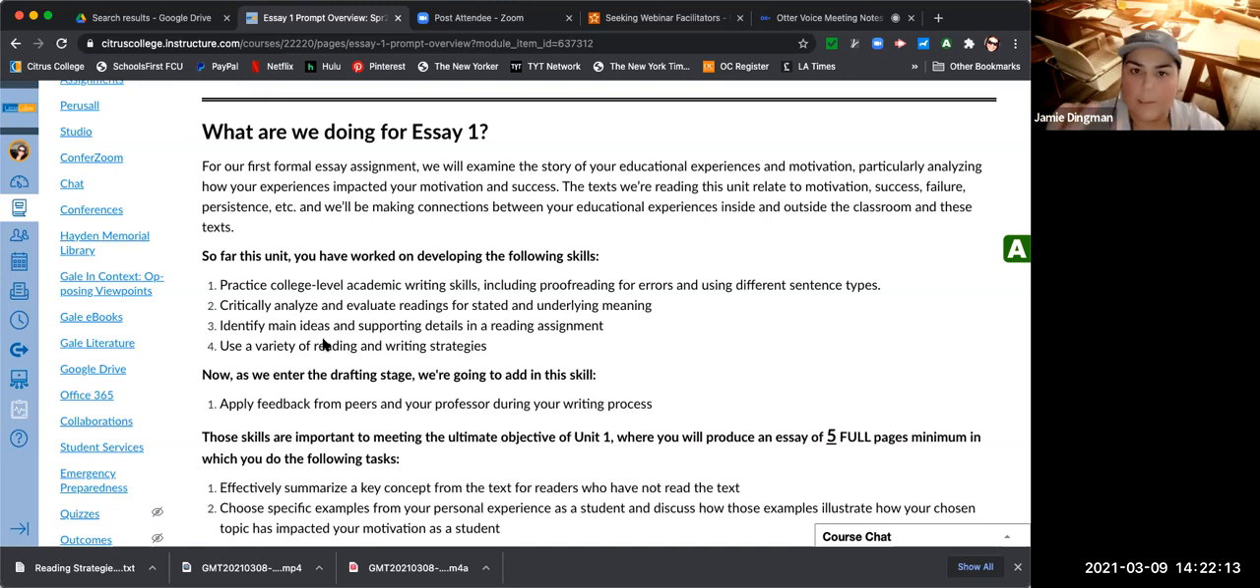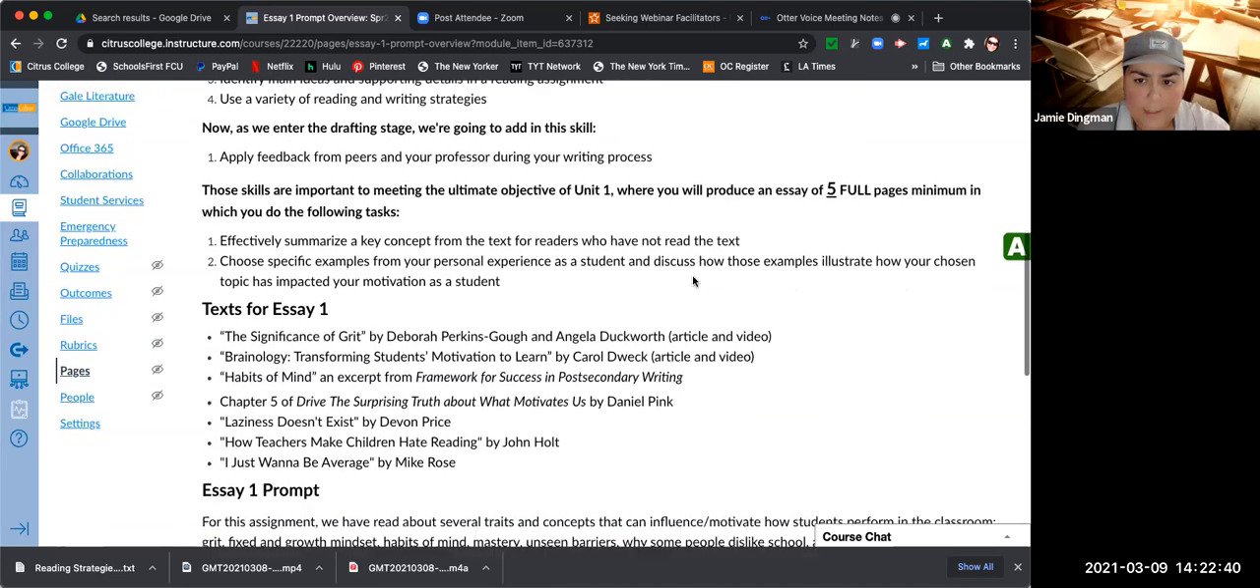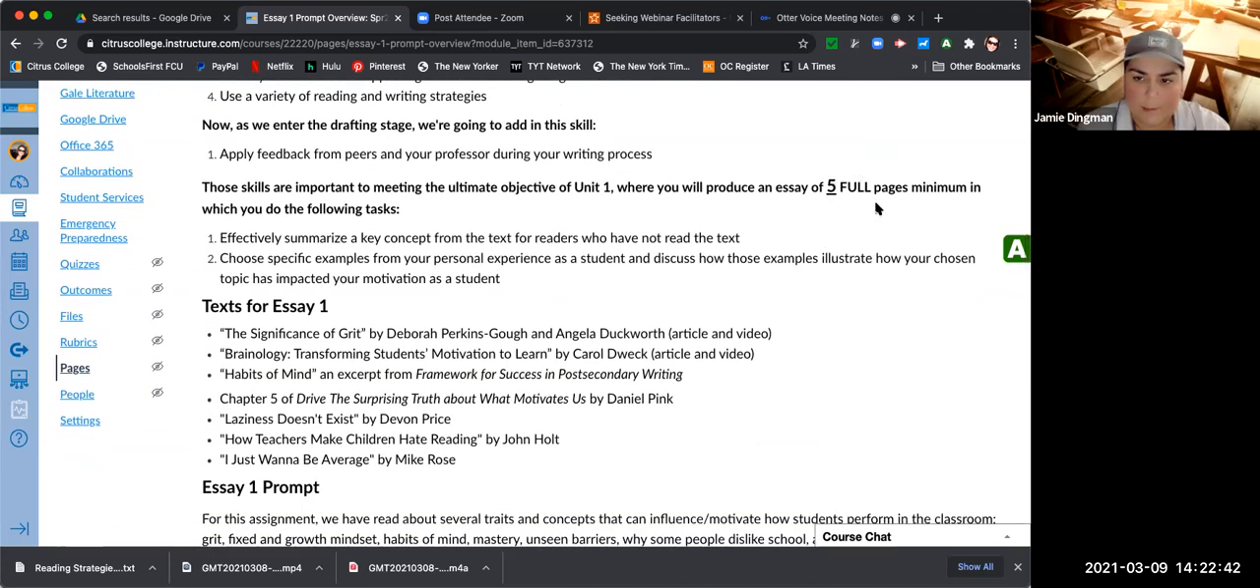You're going to be identifying the main and supporting ideas through your summary. And to do that, we're going to be using, which you have already done, different reading strategies. And as a drafting process, you're also going to be using different writing strategies from pre-writing all the way through to revising and editing. So as we enter the drafting stage, we're also going to be trying to apply feedback from peers and the instructor and tutors as you continue to develop your writing. And we'll worry about this page number. Like I said, don't start panicking about those kinds of things.